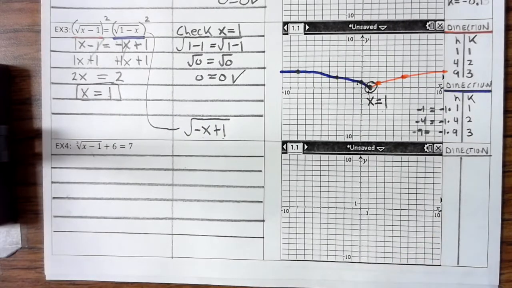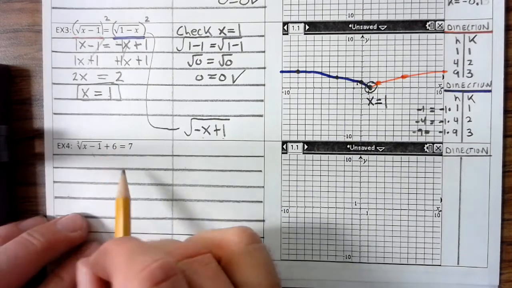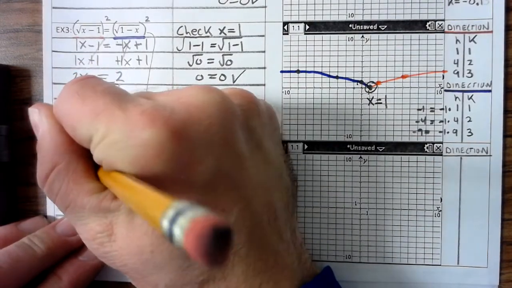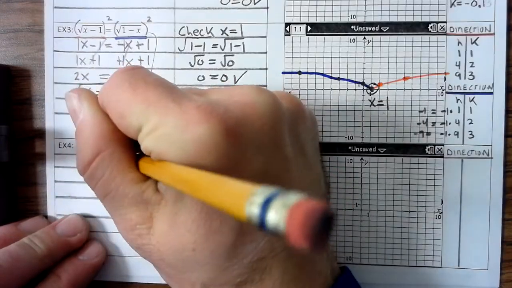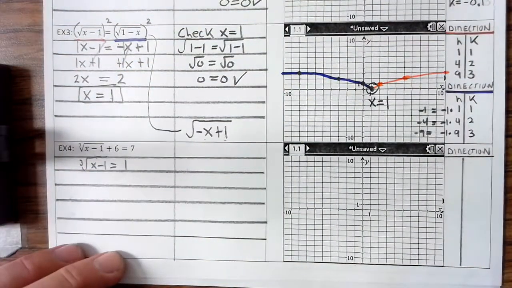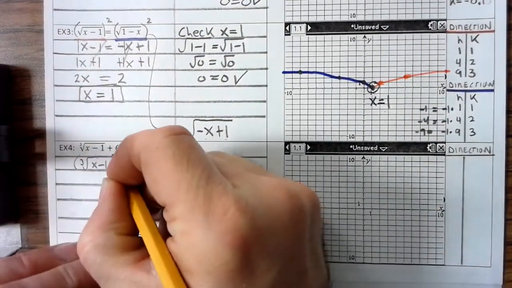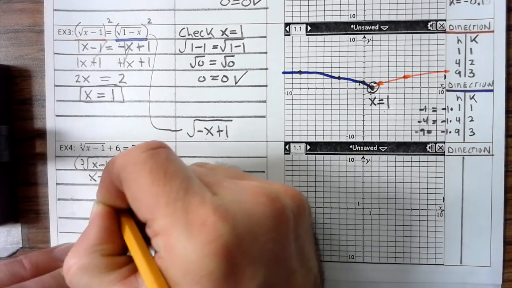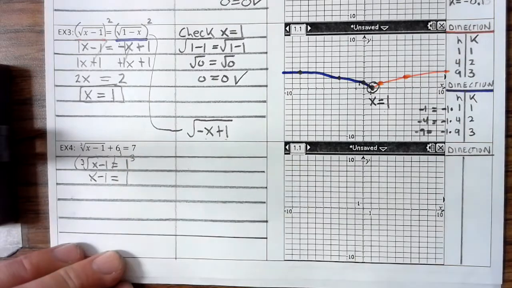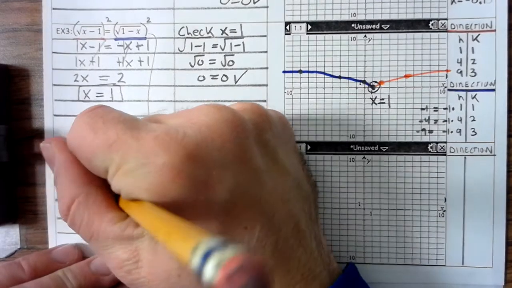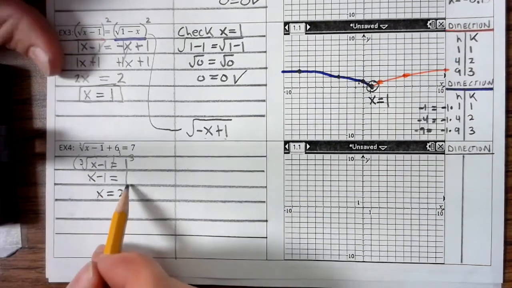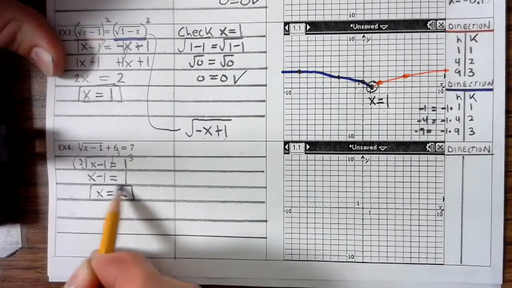All right, now let's take a look at example 4. Here we need to isolate the cube root, so we subtract 6 from both sides, so we get the cube root of x minus 1 equals 1. We cube both sides, so then you get x minus 1 equals 1 cubed, which is 1. Add 1, x equals 2. All right, so now let's check.